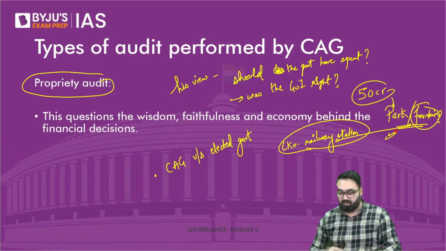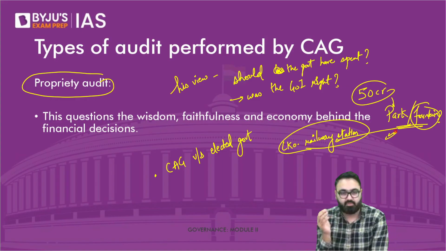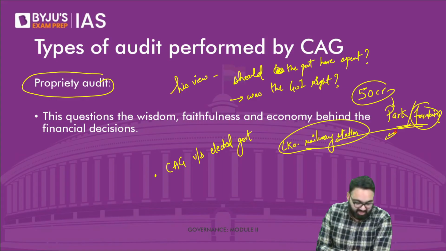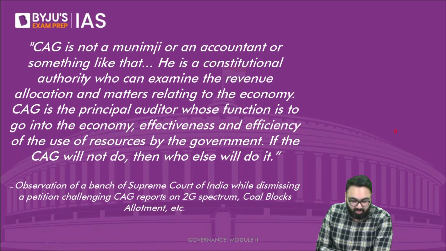But again, yes, coming back. So this is proprietary audit, where the CAG publishes his or her views also about whether, in his or her view, the government should have spent money, should not have spent money, etc. Ajay is asking, is proprietary audit a discretionary power of CAG? Yes. Proprietary audit is a discretionary power of the CAG, and that is what the problem is. By their own discretion, they come up and they prepare these kind of reports. By their own discretion, they write whatever they think is correct. This is a problem with proprietary audit.